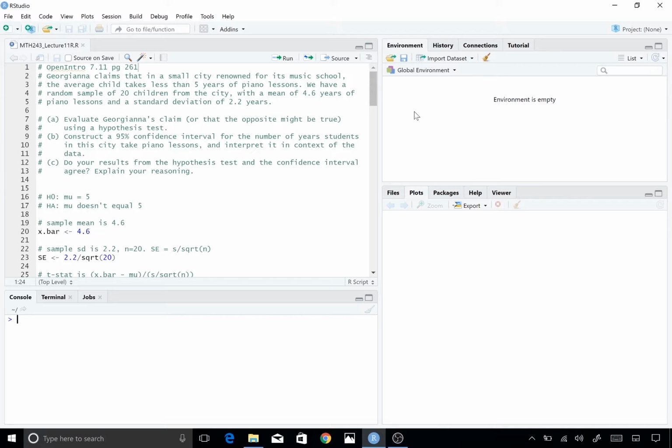Georgiana wants to know if the mean number of years the children spend taking piano lessons is less than 5. So she should be doing a one-sided test if that's her alternative hypothesis. But part A is instructing us to perform a two-sided test, so that's what we'll do. The null hypothesis is that the population mean years of piano lessons is 5 years. We have H0: mu equals 5. The alternative hypothesis is what we want to show. We're doing a two-sided test, so our alternative is HA: mu does not equal 5.